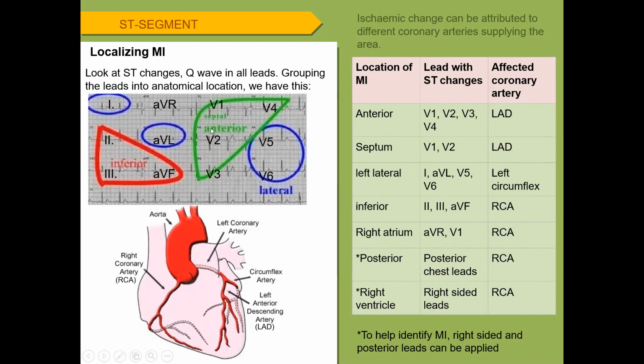So you need to look for certain areas of the ECG in which you can easily find which segment of the artery has been involved in the MI.